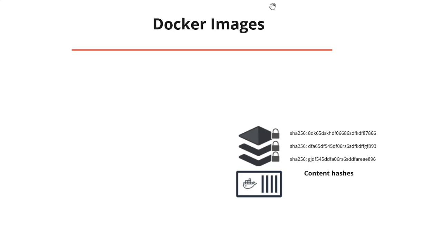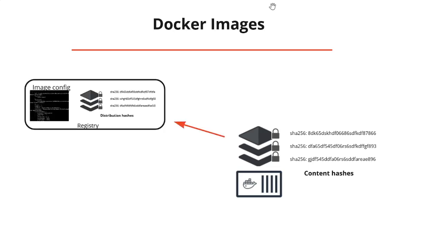While pushing, we compress the layers, and this generates different hashes, which are called distribution hashes. And registries use this distribution hash to verify that everything has arrived as it should. So locally, you have these uncompressed layers with different content hashes, and on the registry, you have the distribution hash.